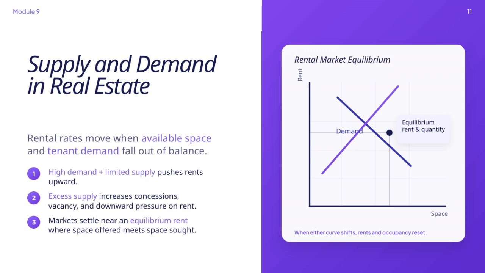Over time, markets tend to move toward an equilibrium rent. This is a point where the amount of space offered matches the amount of space tenants are looking for. At equilibrium, rent levels and occupancy stabilize. However, if either the demand or supply curve shifts, like if more properties come onto market or if tenant interest increases, then rents and occupancy levels adjust accordingly. Understanding this balance is key to predicting rental trends and making smart real estate decisions.